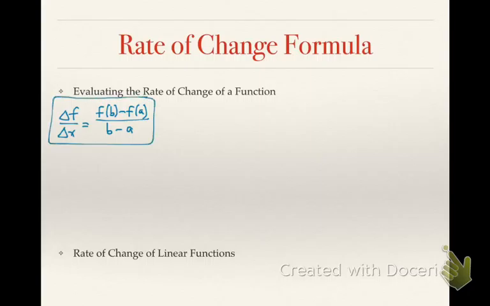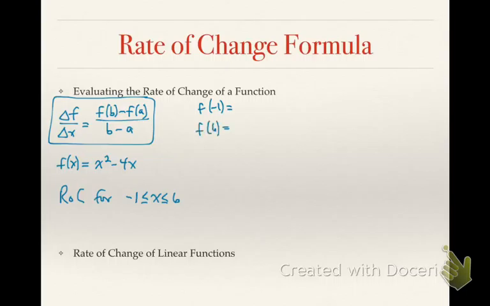Let's say, for instance, that we have a function, f of x equals x squared minus 4x. I want to know what the rate of change is for the interval -1 is less than or equal to x is less than or equal to 6. In that case, I'm going to evaluate the function at -1 and at 6.